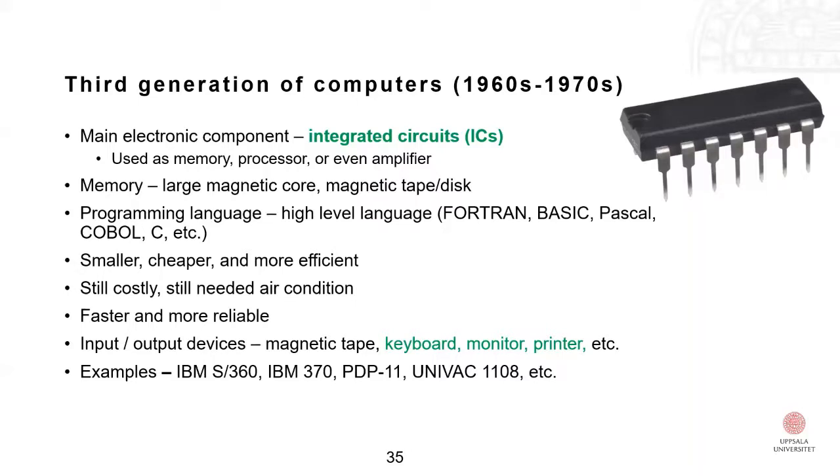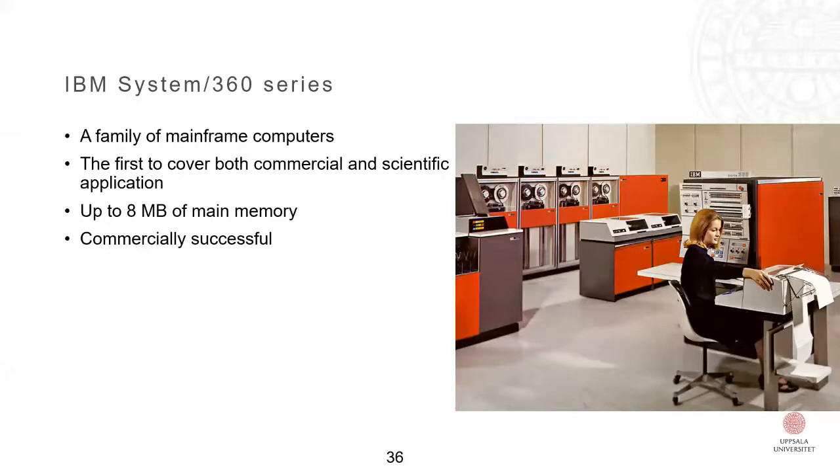Let's see some of these machines. The IBM System 360 series was very famous in the third generation. They were a family of mainframe computers. Mainframe computers are computers that are used in, for example, organizations and so on. They are very powerful and they have to process a lot of data that belongs to the organization. They are not like personal computers. They are much bigger and much more powerful.